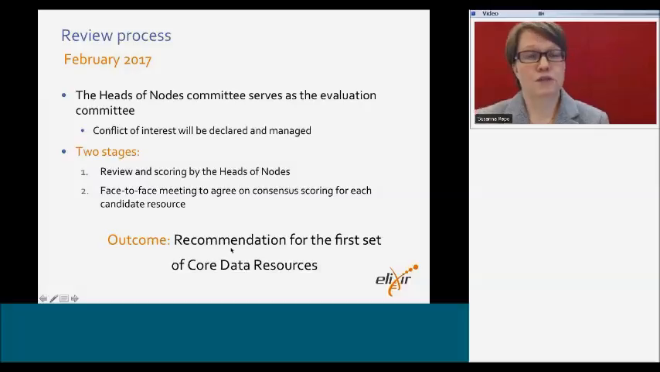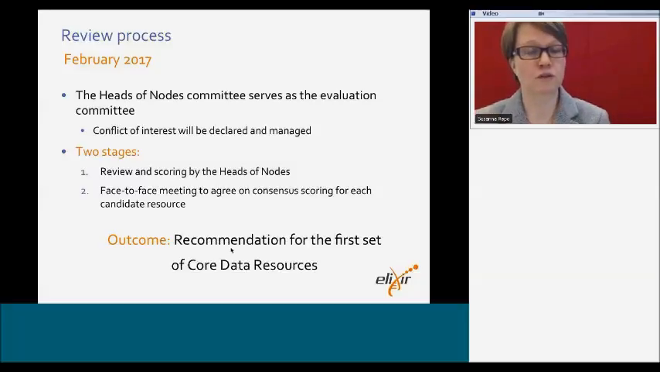The review process itself will take place in 2 steps. We will use the ELIXIR Heads of Nodes Committee as the main group of reviewers, the election committee. And we will make sure that conflict of interest will be declared and managed within the Heads of Nodes Committee, so it will be taken care of.